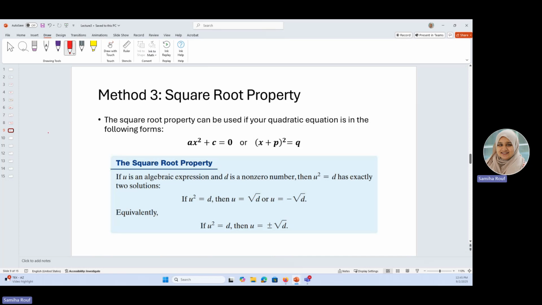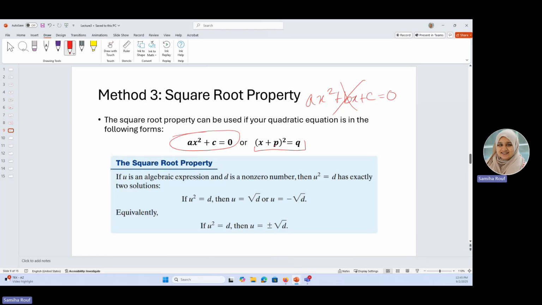So generally it's ax squared plus bx plus c equals 0. Let's say the bx term's not there. Then you just have this. It's still a quadratic equation, it's just missing that middle term. Same way, you could also have something like this.